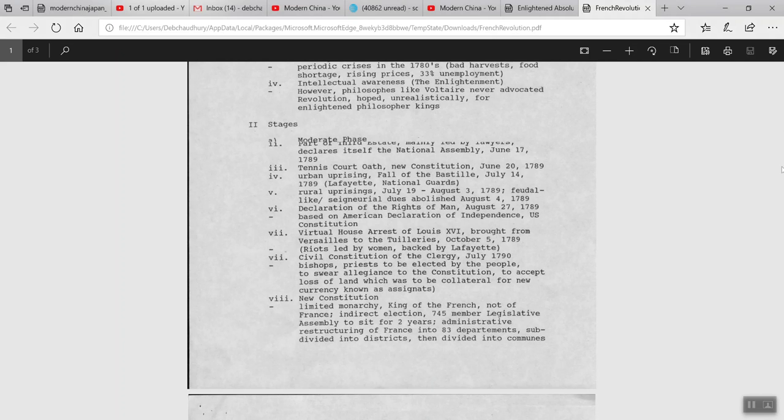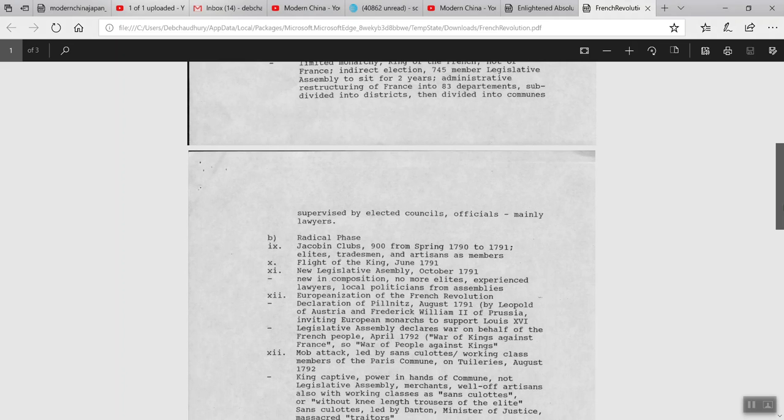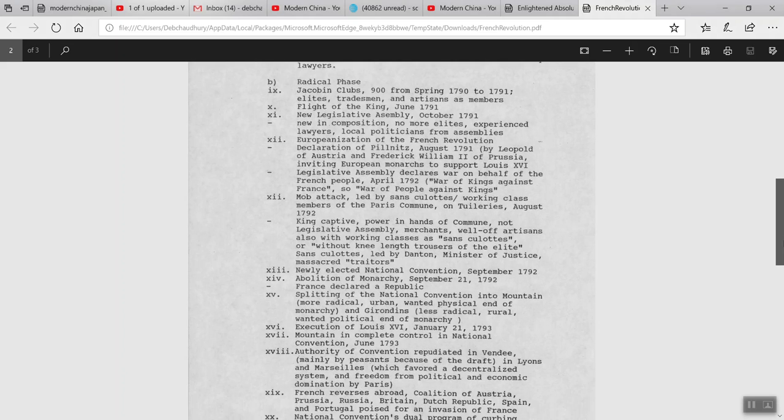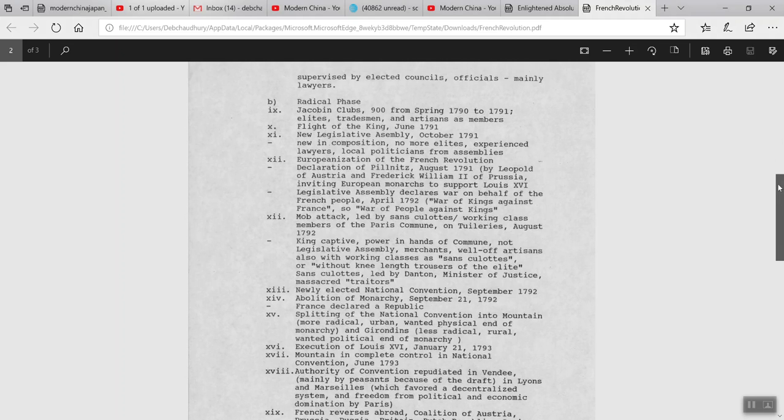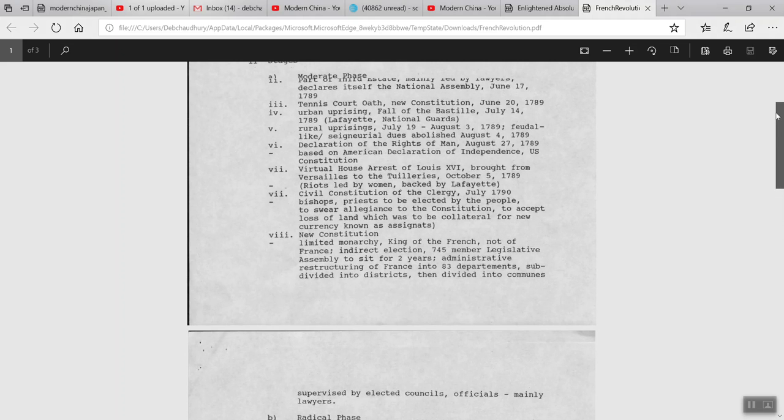So now that the king was a virtual prisoner in Paris, the National Assembly, let me see if I can go further in the handout here. Or maybe not quite yet. Let me see if I can move up a little more, because we didn't do the civil constitution of the clergy, did we?